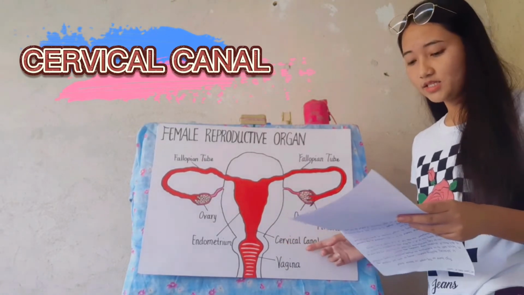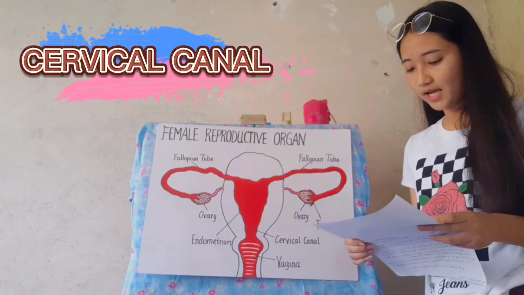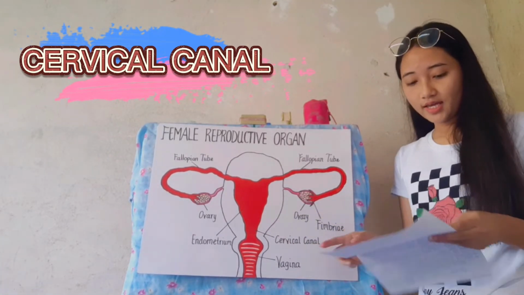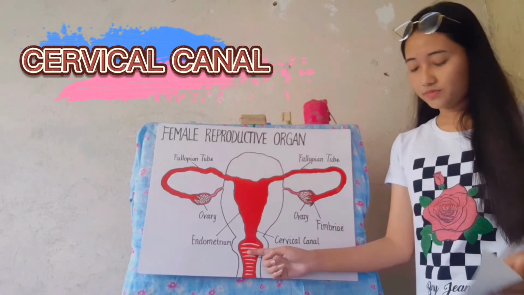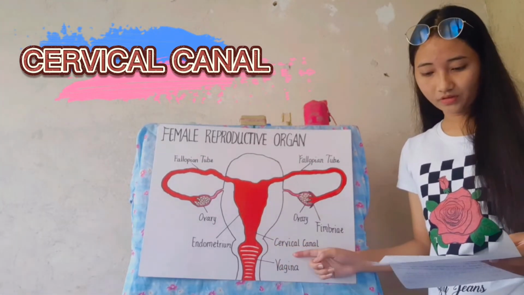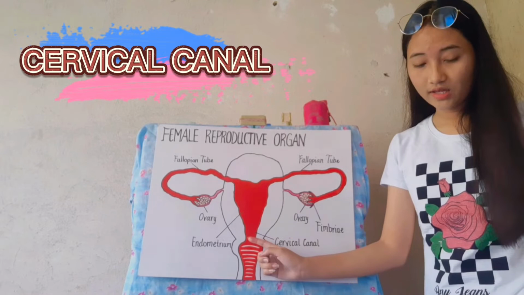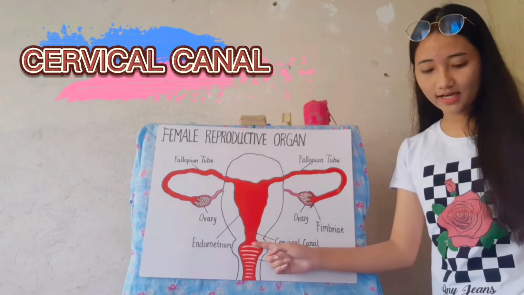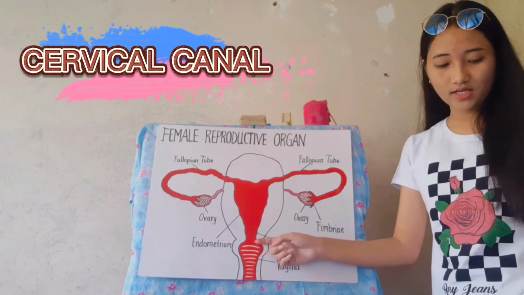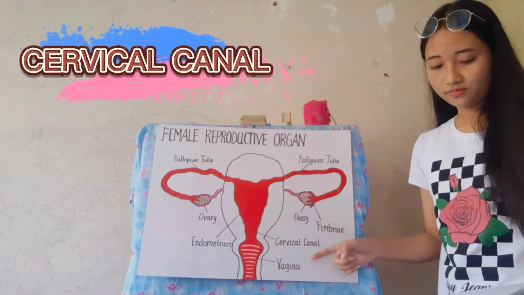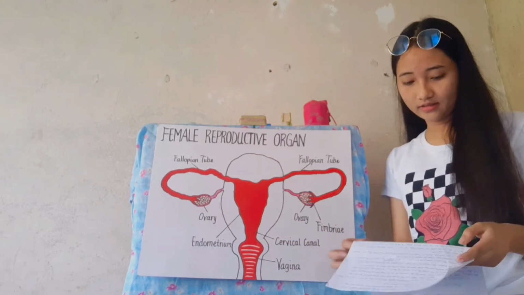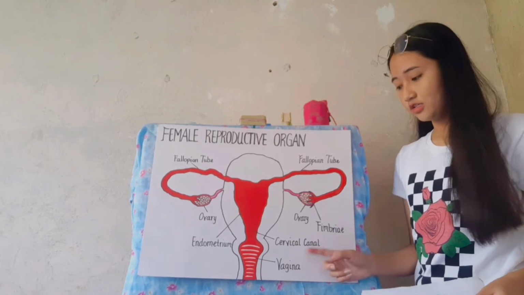The cervical canal passes through the cervix. It allows blood from a menstrual period and a baby to pass from the womb into the vagina. The sperm travel up the cervical canal, then through the uterine cavity into the fallopian tube to fertilize the egg. This is the cervical canal.